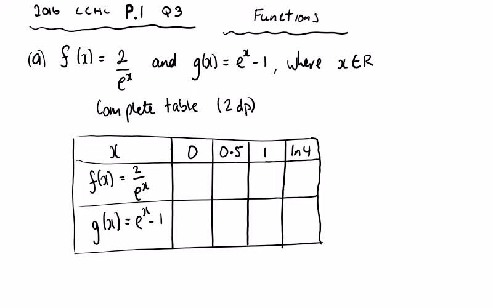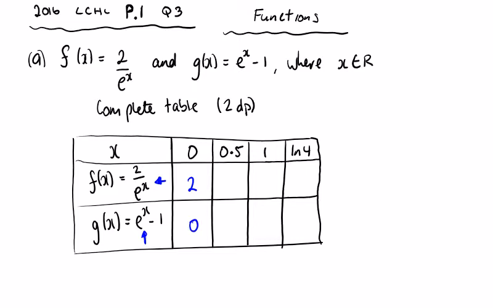So we can see, when x is 0, in this one here we have 2 over e to the power of 0, which is 2 over 1, which is 2. And anything to the power of 0 is 1, so e to the power of 0 is 1, minus 1 is 0. So we don't need our calculator for this one.